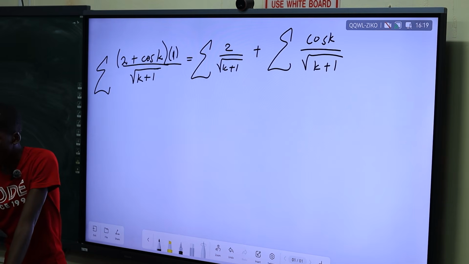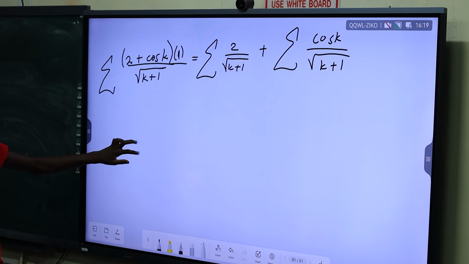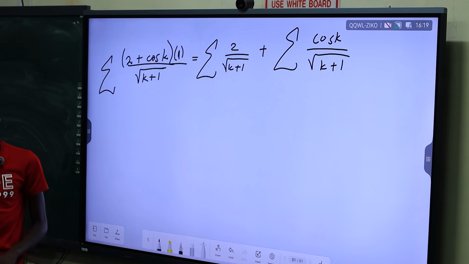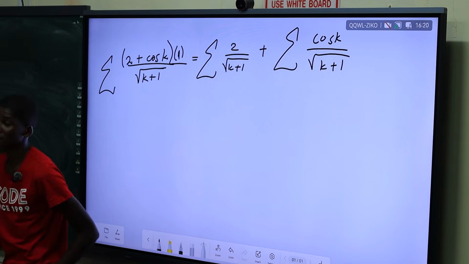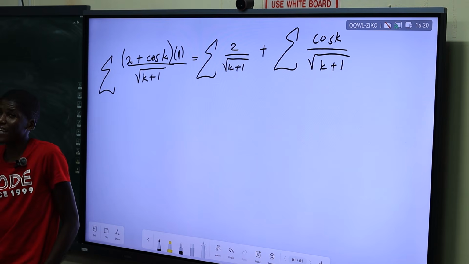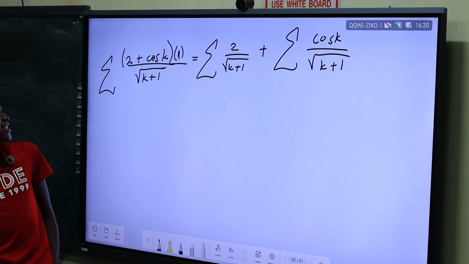Because number one, this one must be a decreasing function. Then, let's see, it must be a decreasing function. I don't know, you can do some tests to prove that. But I definitely think it is a decreasing function. So you can do the integral test on this one. And this is continuous. There's no breaks here. I don't think anything can break.